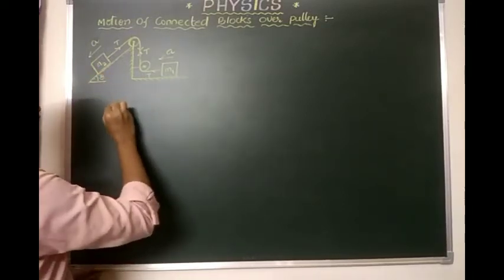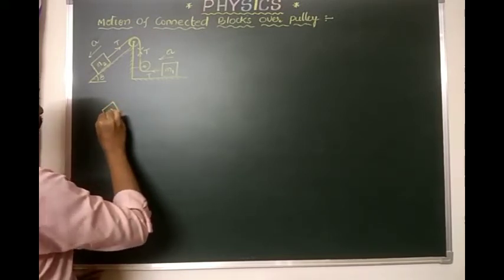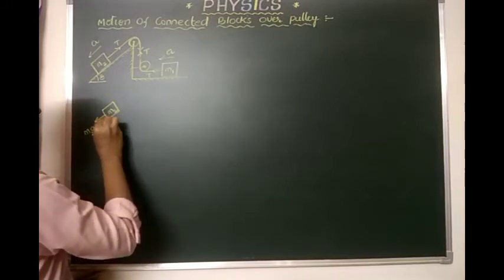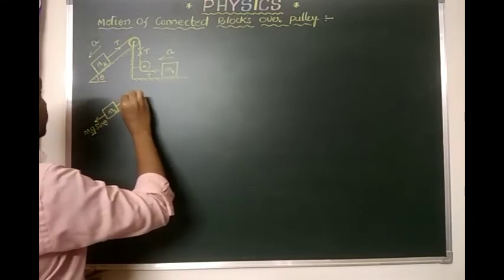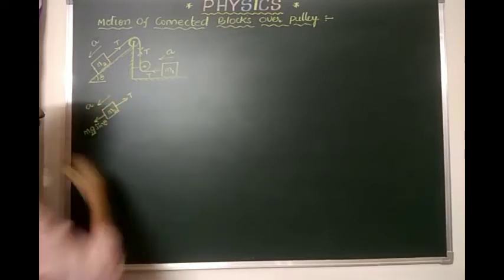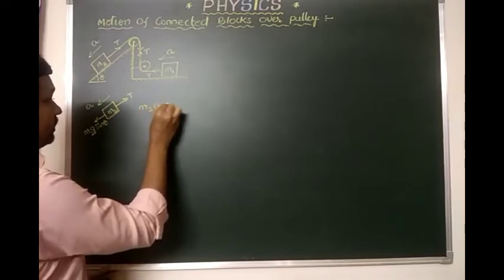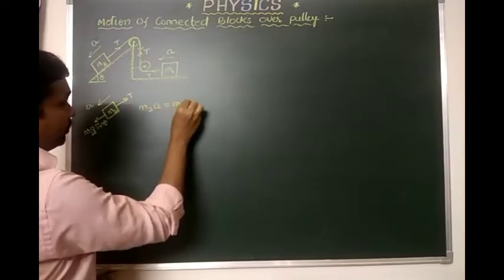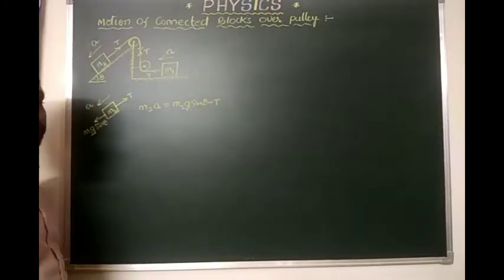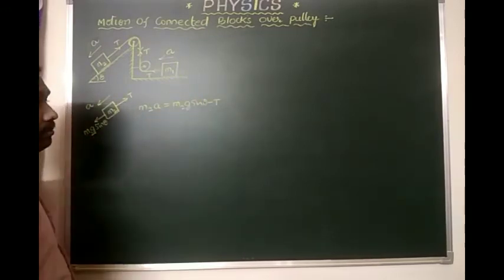Okay, free body diagram of M2. This is M2. M2G sin theta is in downward direction. Tension will be in backward direction. Acceleration will be in downward direction. So M2A is equals to M2G sin theta minus tension T, because downward direction force is more, so that tension will be minimum.